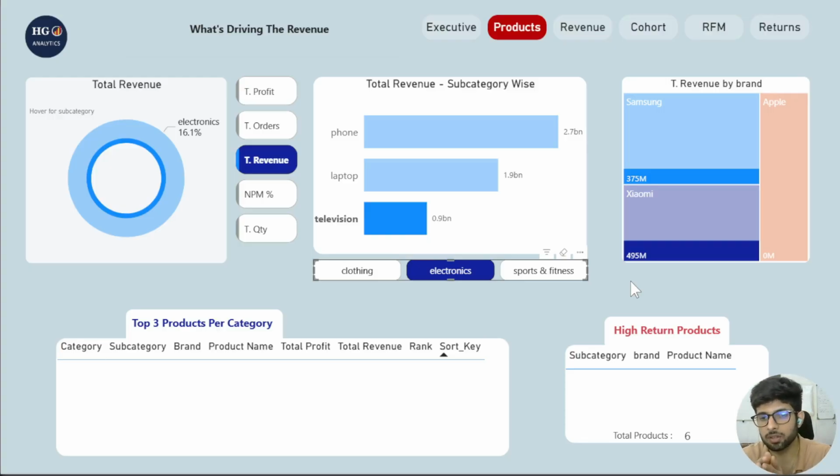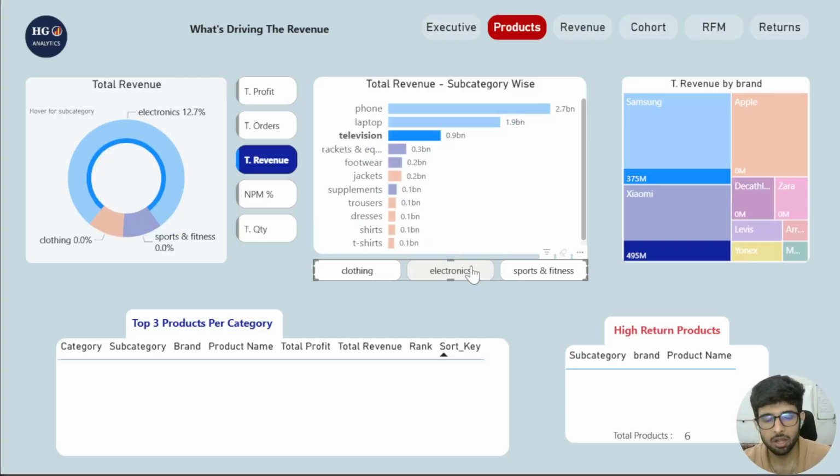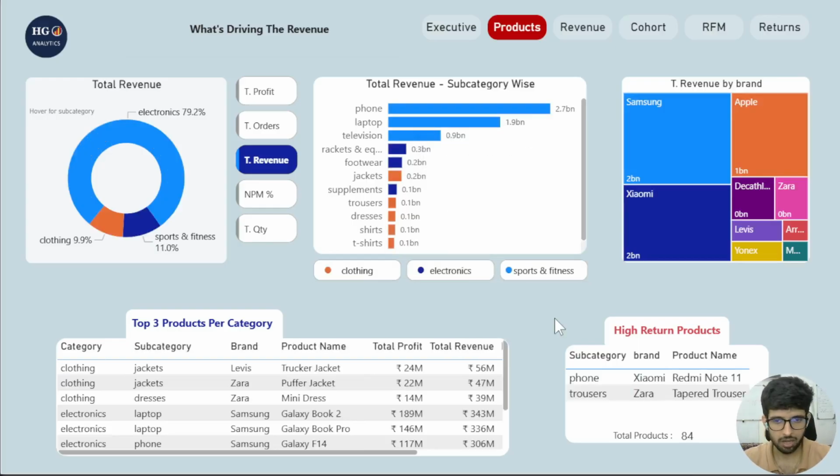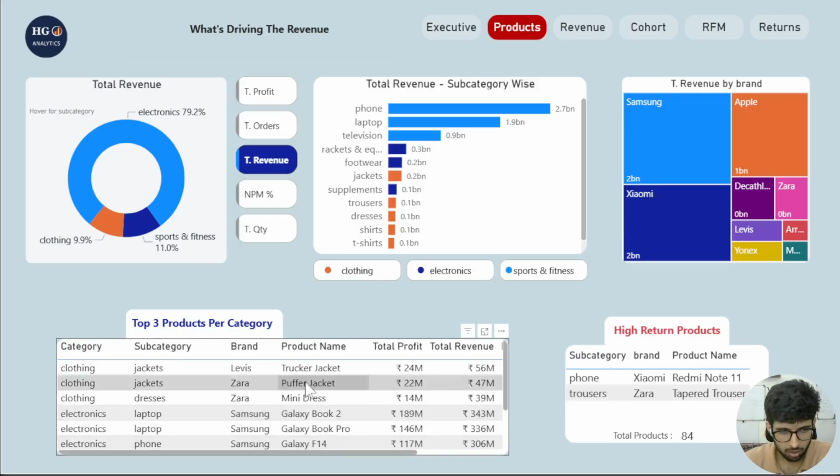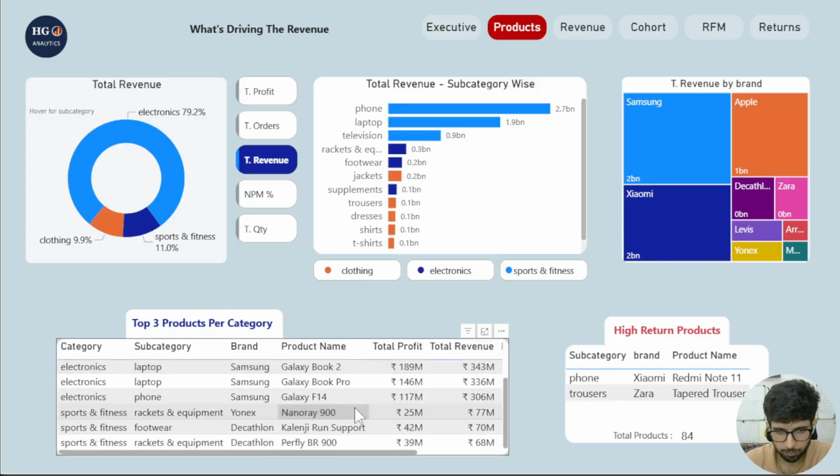And if I click on television, you can see Xiaomi is giving us more revenue. So you can drill down. This is how much depth an executive or a decision maker can go into my dashboard to see what's driving their business. Now, in the next section, I have top three products per category. So you can see this is for the clothing category. We have jackets and dresses in which we have the brand and the product name. So these are the top revenue generating products per category.